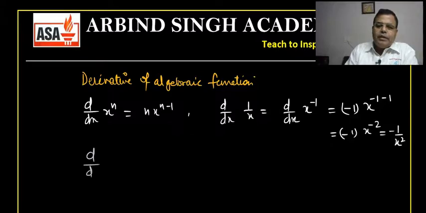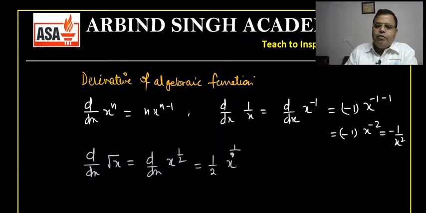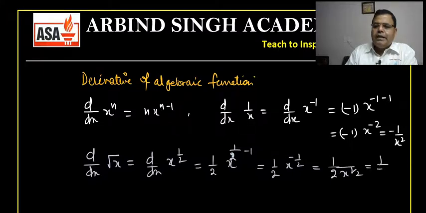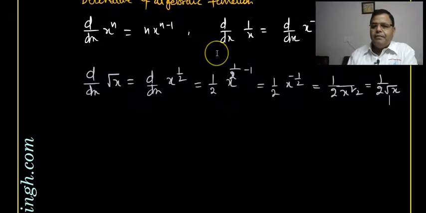Now, d by dx of root x is what? So d by dx of x to the power 1 by 2. Here root means power 1 by 2. So we can use it, n is 1 by 2, x to the power 1 by 2 minus 1. And this is nothing else but 1 by 2 x to the power minus 1 by 2. And that is 1 by 2 x to the power 1 by 2 in the denominator, which is nothing else but 1 by 2 root x.